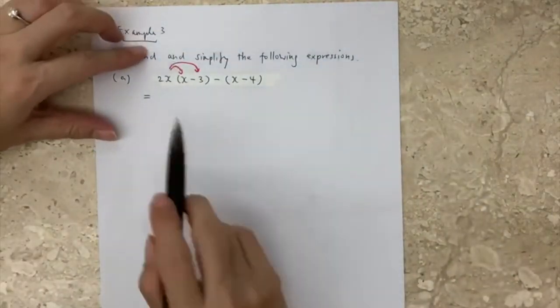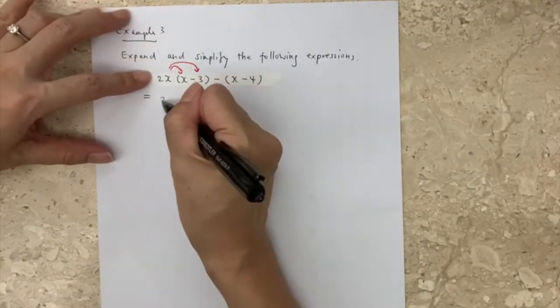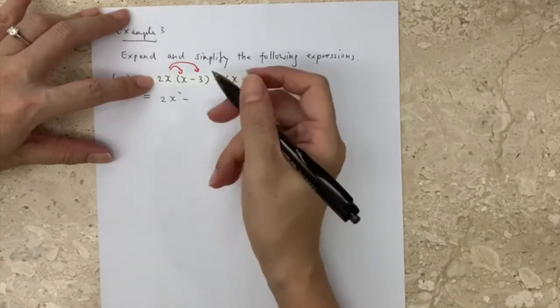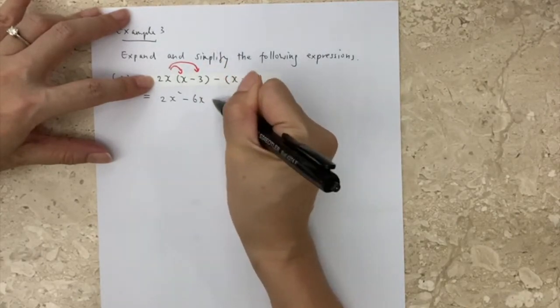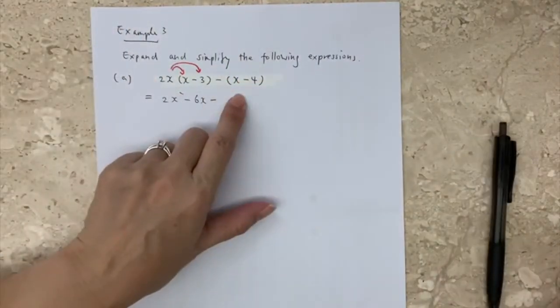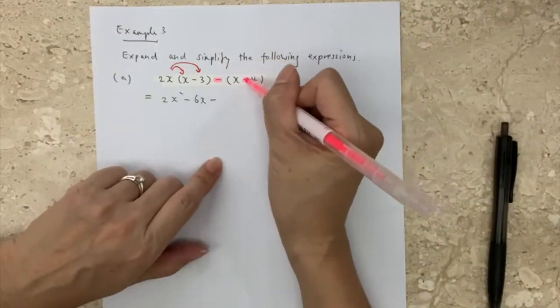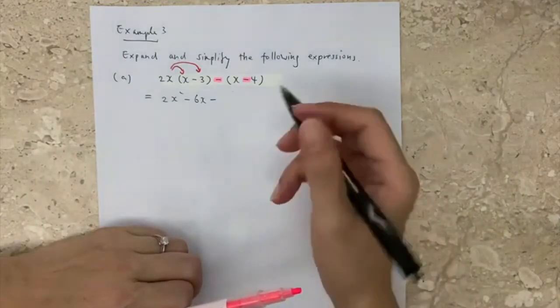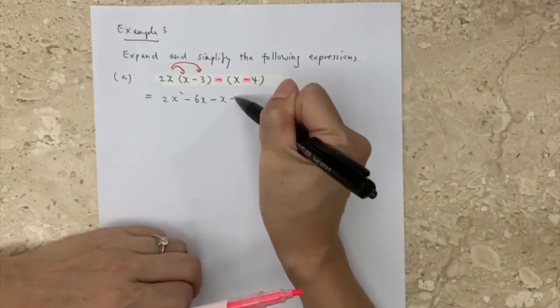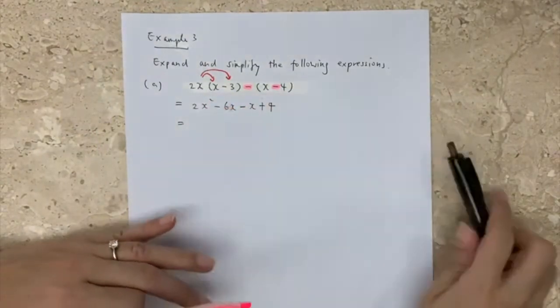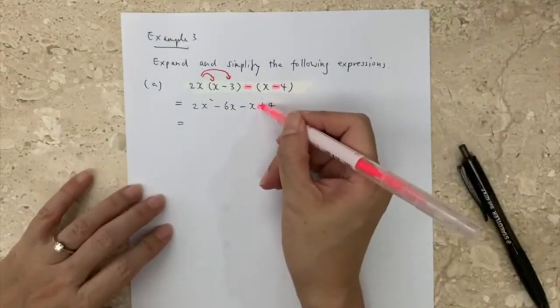Alright, so that will be 2x times x, so I get 2x squared, and then minus 2x times 3, so that is minus 6x. And then minus this polynomial. Be very, very careful whenever we have the brackets, and then after removing brackets, so minus x plus 4. Now this is very, very important.